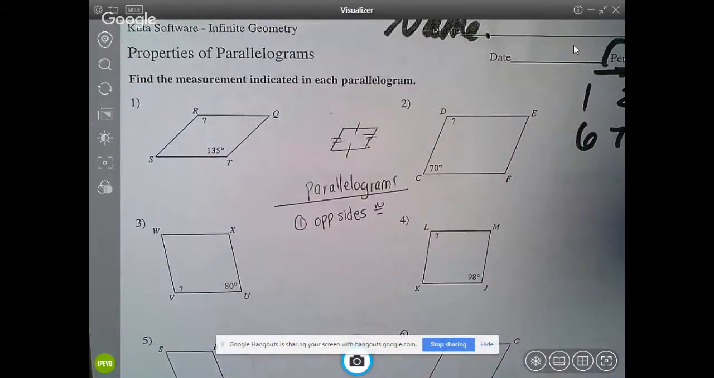Now, there's special things about rhombuses. Rhombuses, all the sides are the same, and the diagonals are perpendicular. There's special things about rectangles. Rectangles have right angles. Special things about squares. Remember, squares, rectangles and rhombuses got together and had a baby. But with a parallelogram, always the opposite sides are congruent.